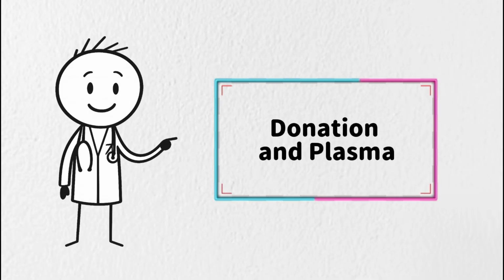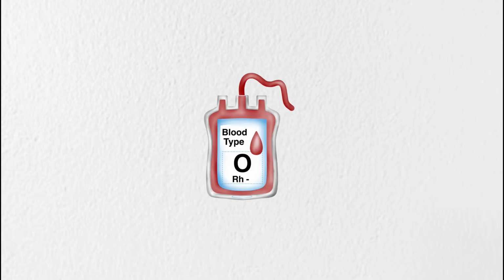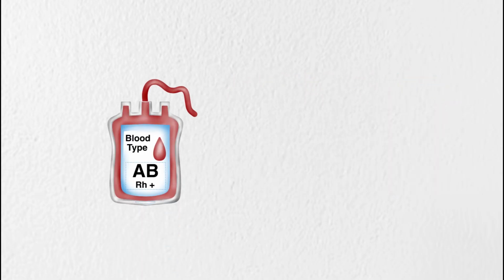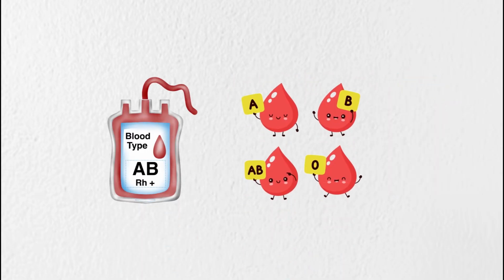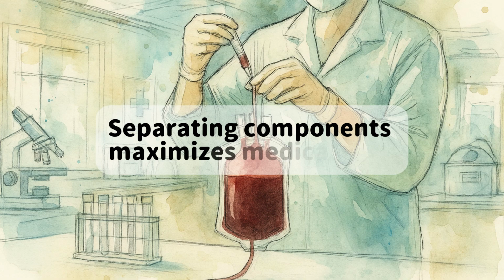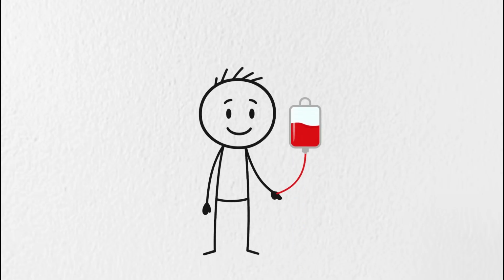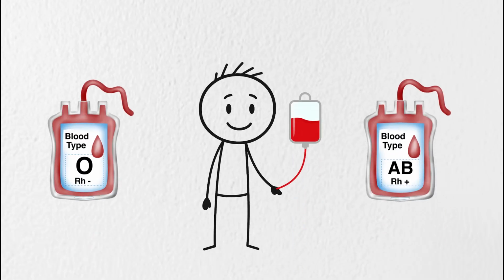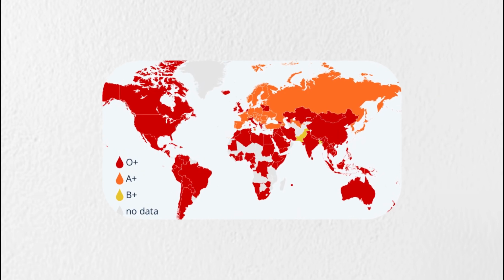Donation and plasma. O-negative red cells help most recipients. AB plasma suits all ABO groups. Separating components maximizes medical use. Frequent donors with type O or AB are crucial to national blood supplies.